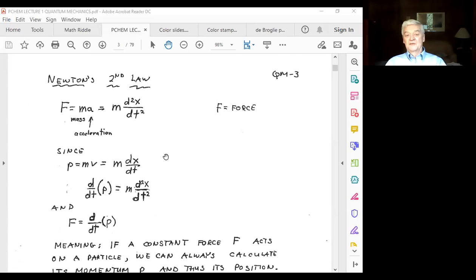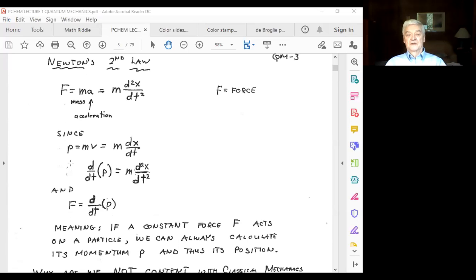Now to turn it into something else, let's start with the formula for momentum. Momentum is going to be mass times velocity, or mass times dx/dt, which is the velocity itself. And if we take the derivative with respect to time of momentum, then it becomes mass times the second derivative with respect to dt squared. So you'll see that's just what we have up here in Newton's equation.